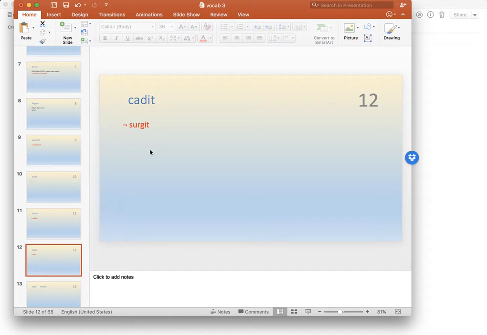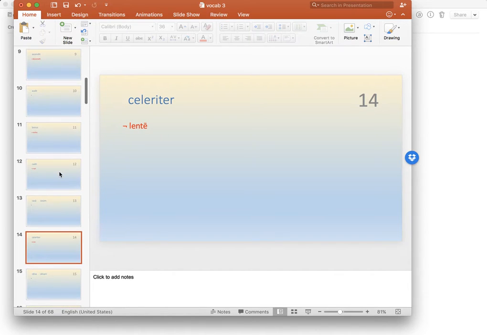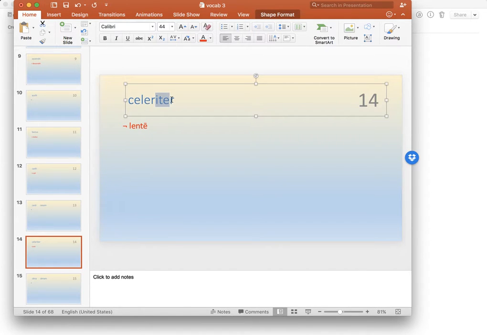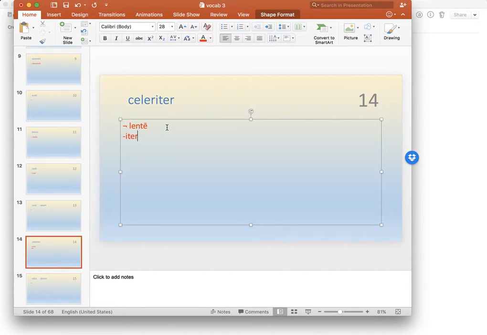Cadit, falls. Surgit, gets up, rises, is the opposite. Casa, casam, both mean house, sort of a country hovel, like a shack. Celeriter means swiftly. This ending in particular, iter, means this is an adverb. It's an adverbial ending. Please take note of this. Similar to L-Y in English. The opposite of celeriter is lente, slowly. Swiftly, slowly.